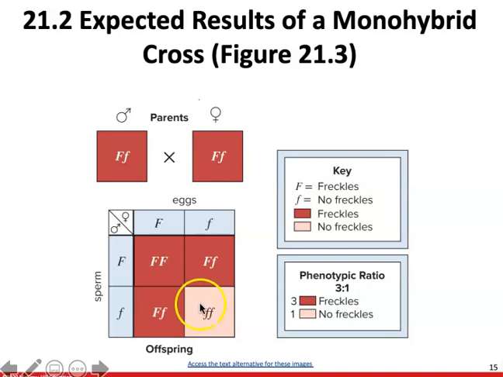Our genotypic ratios are going to be a little bit different. Our phenotypes only look at the physical appearance, so whether we have freckles or no freckles, that's going to be our phenotype. Now the genotype is a little bit different. The genotype is asking us what alleles are present. So how many of our individuals are going to be homozygous dominant? How many of our individuals are going to be heterozygous? And how many of our individuals are going to be homozygous recessive?